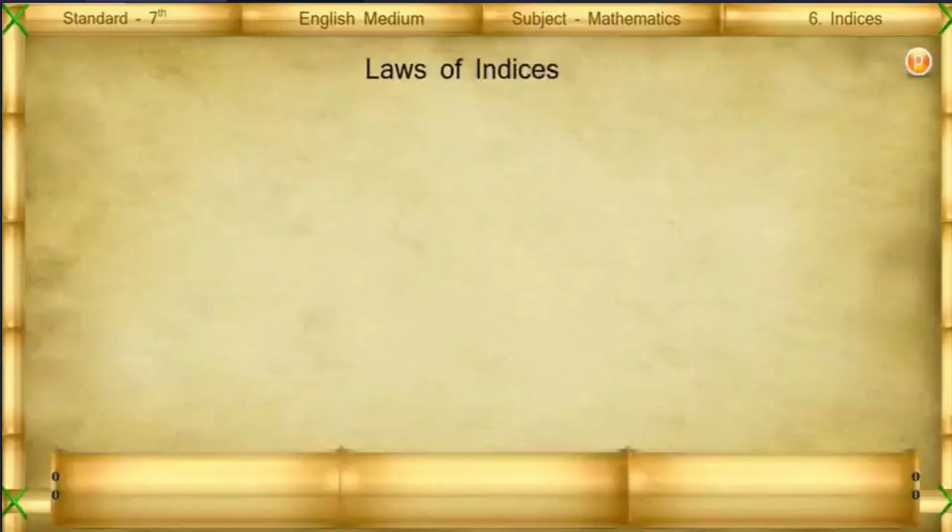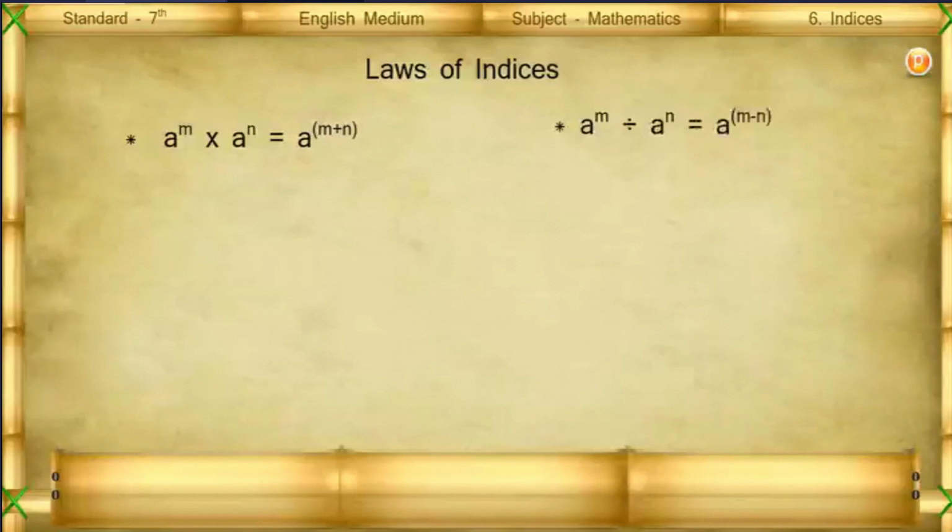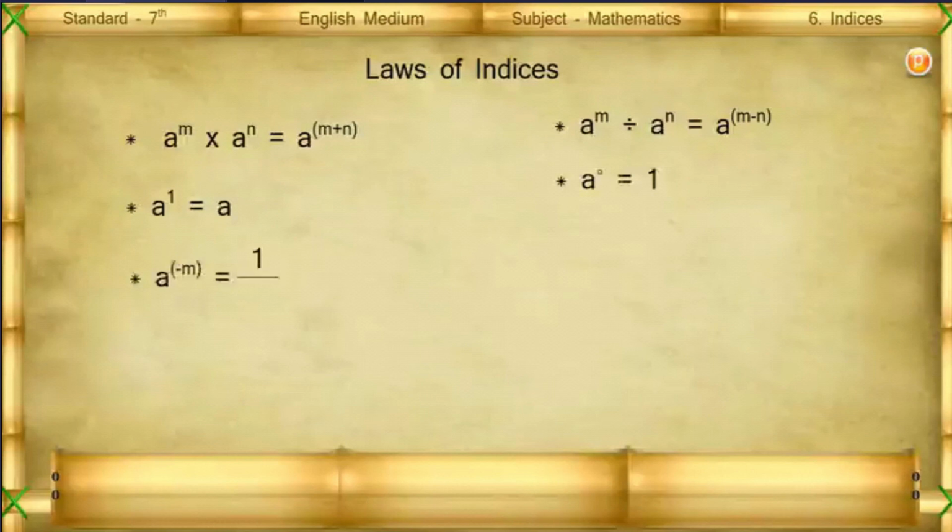Laws of indices. A raised to m into a raised to n is equal to a raised to m plus n. A raised to m divided by a raised to n is equal to a raised to m minus n. A raised to 1 is equal to a. A raised to 0 is equal to 1. A raised to minus m is equal to 1 upon a raised to m.